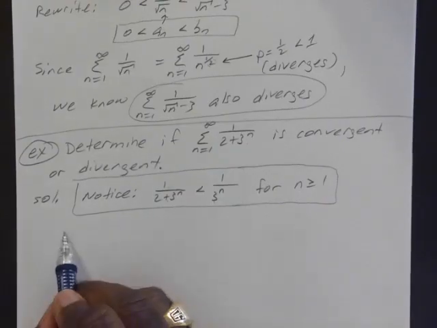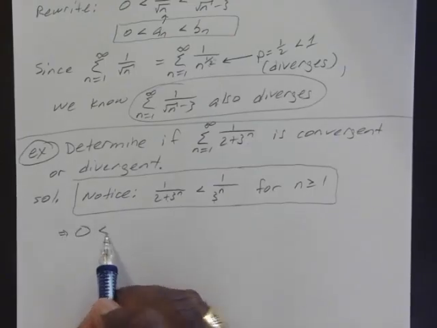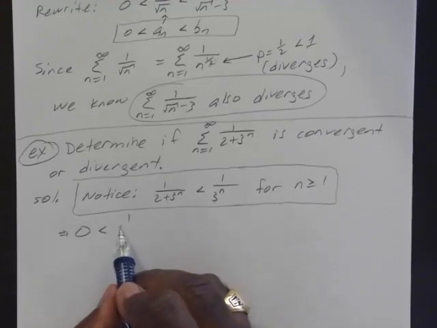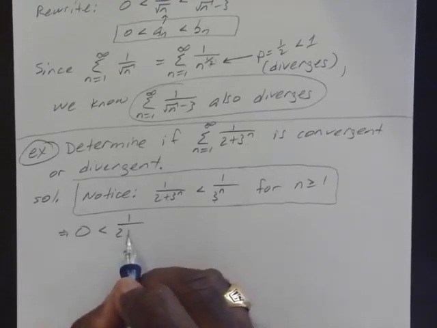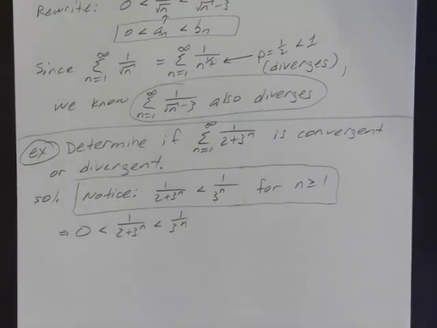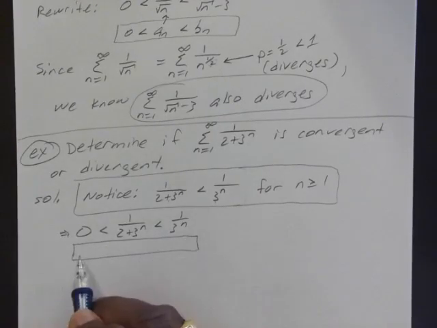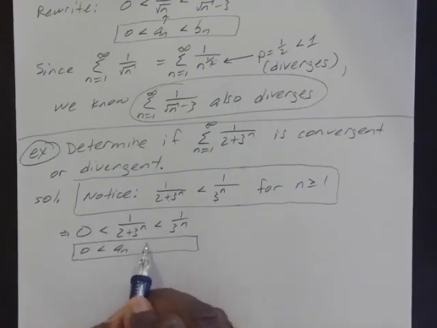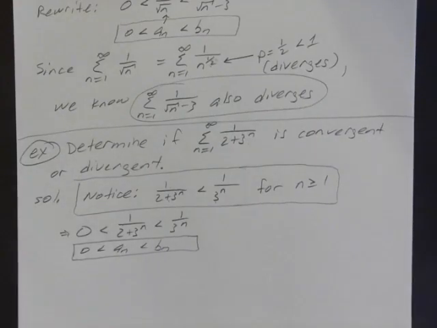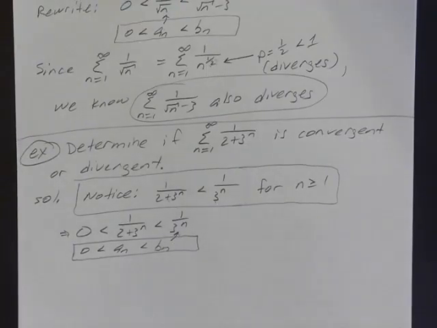Okay, so we can rewrite this as 0 is less than 1 over 2 plus 3 to the power of n is less than 1 over 3 to the power of n. Which is the exact form we need it in. So we let our b sub n equal 1 over 3 to the power of n.